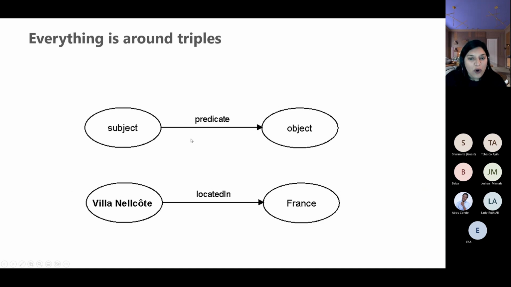And when we talk of graphs, everything is about triples. There will be a subject, there will be an object, and there will be a relationship between them, right? For example, Villa Nelcott is located in France. So this is one entity, this is one entity, and this is the relationship between them. To make it simple, I can say this is a person related to another person. It could be like Priyanka is friends with Shulamite, something like that.